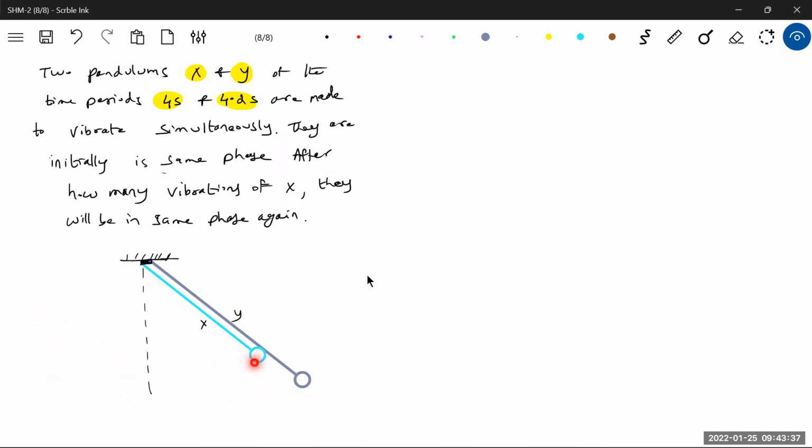But how much time? X will take 4 seconds to complete one oscillation. By the time X completes one oscillation, what about Y? Y would not have completed. I think this is the basic condition. How to deal with such problems?